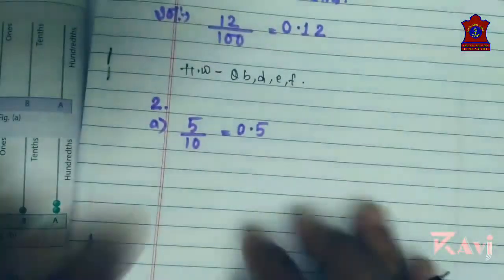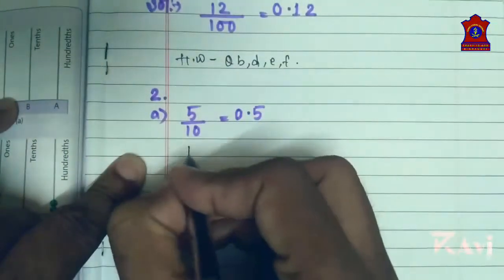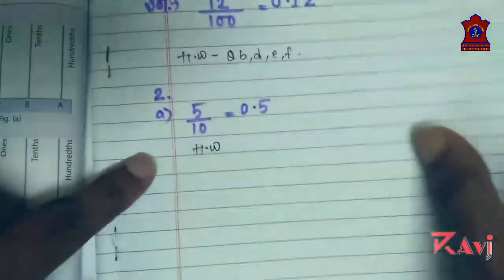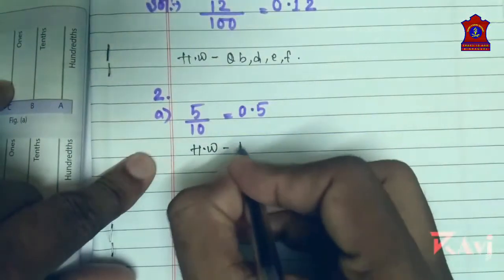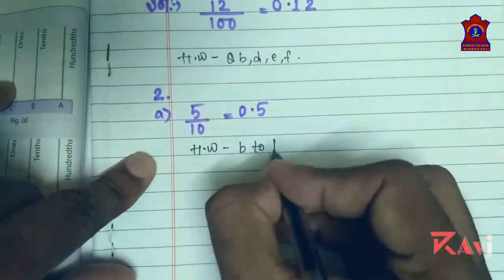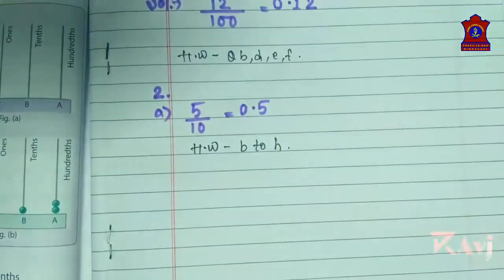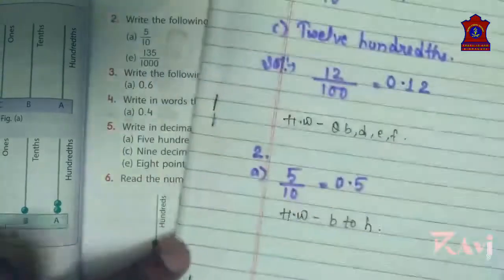See, homework: question number B to H. If you find any doubt in any of the questions, you can ask me anytime. Okay. Now question number 3.